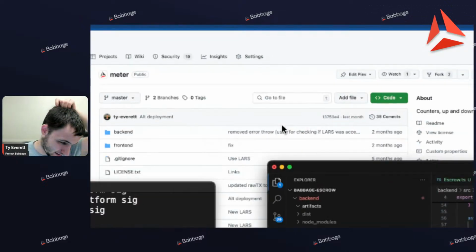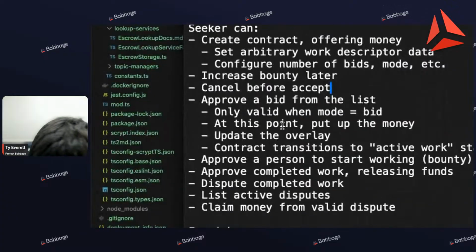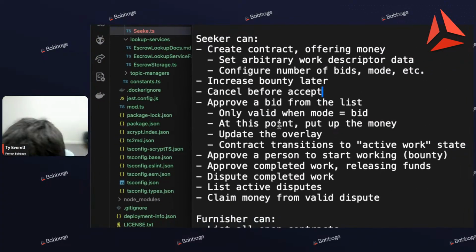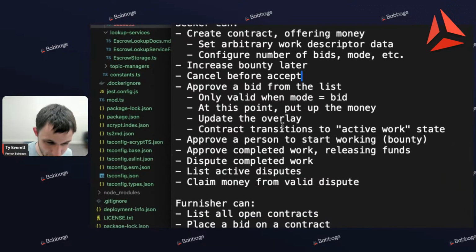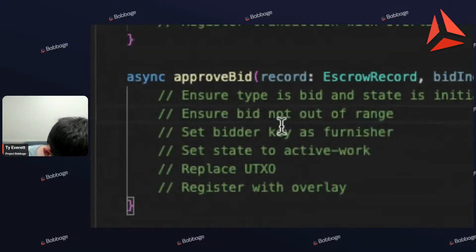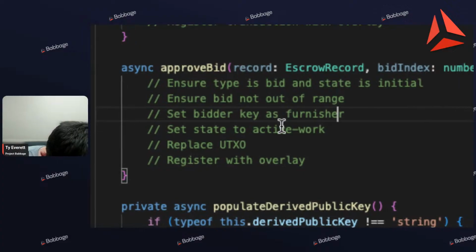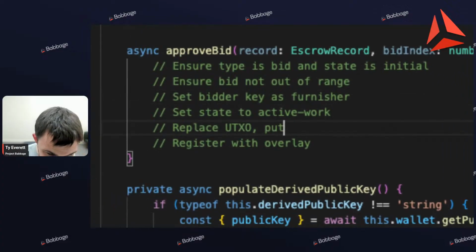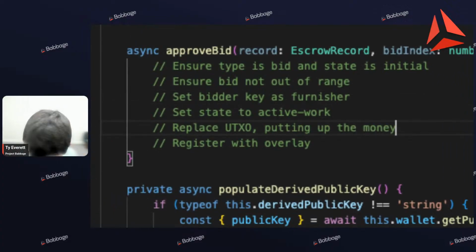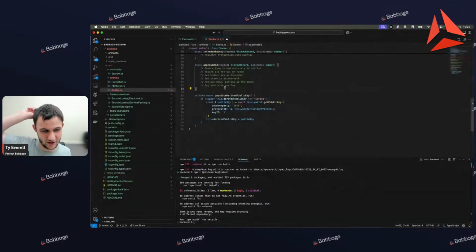Now, the other thing was, oh, and you got to put up the money. Right. So at that point, you've approved a bid and you need to put the money up.